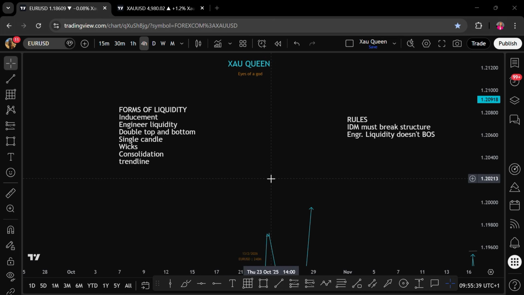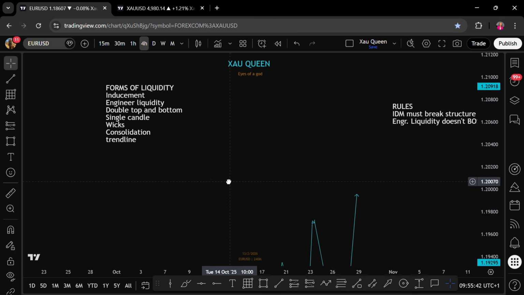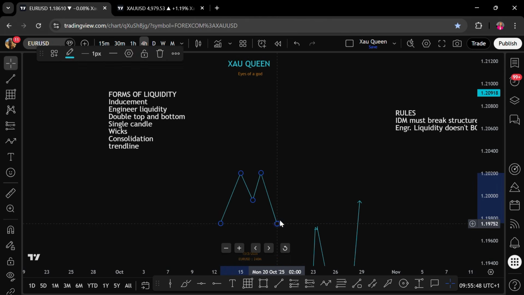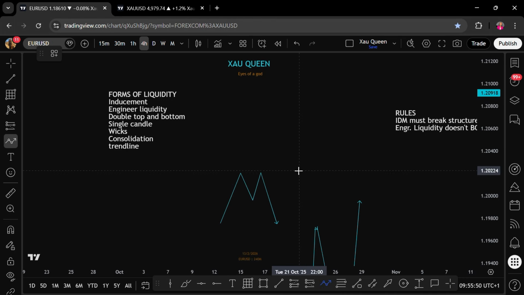So the next form of liquidity is double tops and double bottoms. Now at times those double tops and double bottoms might look like an M pattern like this, and a W pattern. Majority of the time they look like M and W patterns. Now this is a form of liquidity.